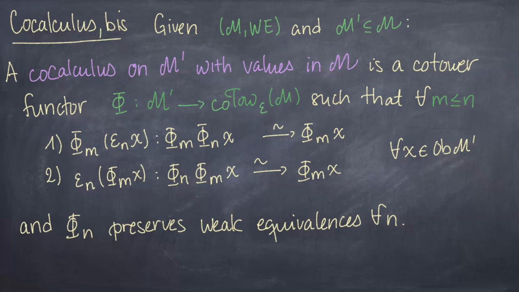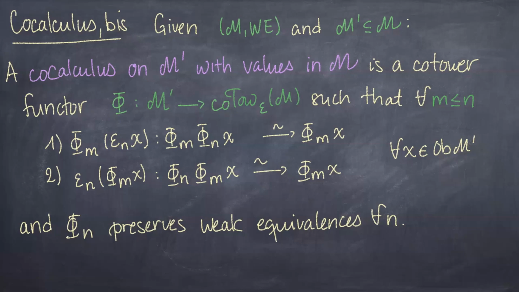And again, it's the same sort of thing that if we've already taken some sort of degree n approximation, and then we take a degree m approximation of that, it should be the same thing as just taking the degree m approximation, as long as m is less than or equal to n. So these conditions are analogous to what we had in the dual case. And again, it makes sense because we're working in this context where weak equivalences play an important role, that we want the phi n's to preserve weak equivalences for all n. So this is just purely dual to the previous definition of a calculus.